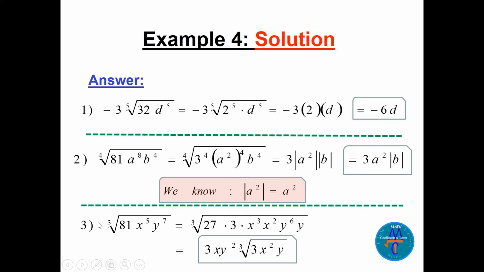Now the last one, a little tricky, cube root. So I need a number to the power 3. So I can think of 27 because 27 is 3 cubed. So I take 3 out. But remember, I have to leave one 3 because in the 81, I have 3 to the power 4. X to the power 5, I need x cubed, so I have to leave x squared. Y to the power 7, I can take y to the power 6, which is y squared, y squared, y squared, and then I leave 1 y inside the cube root. That's a little tricky answer there.